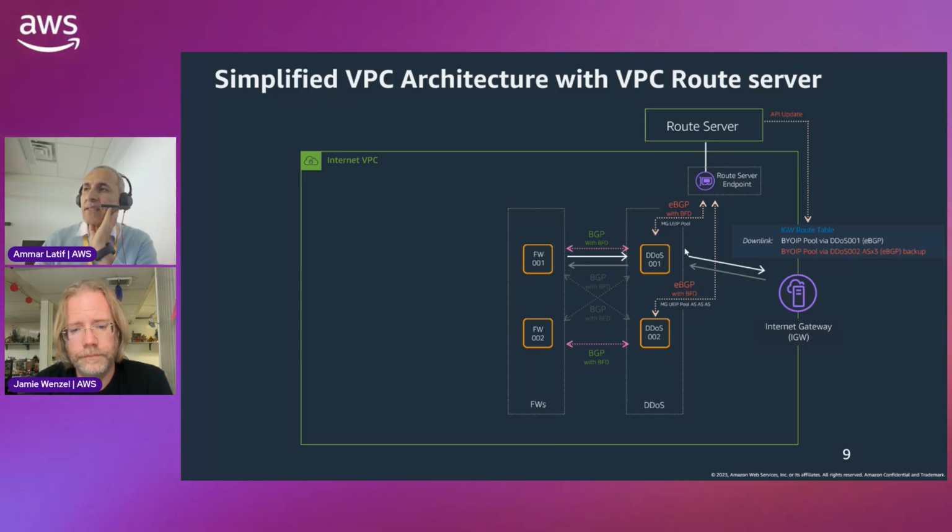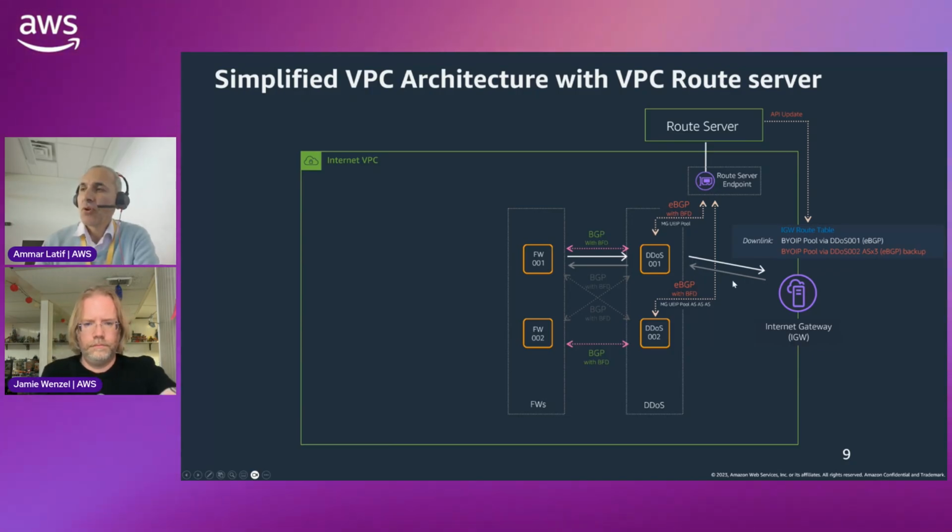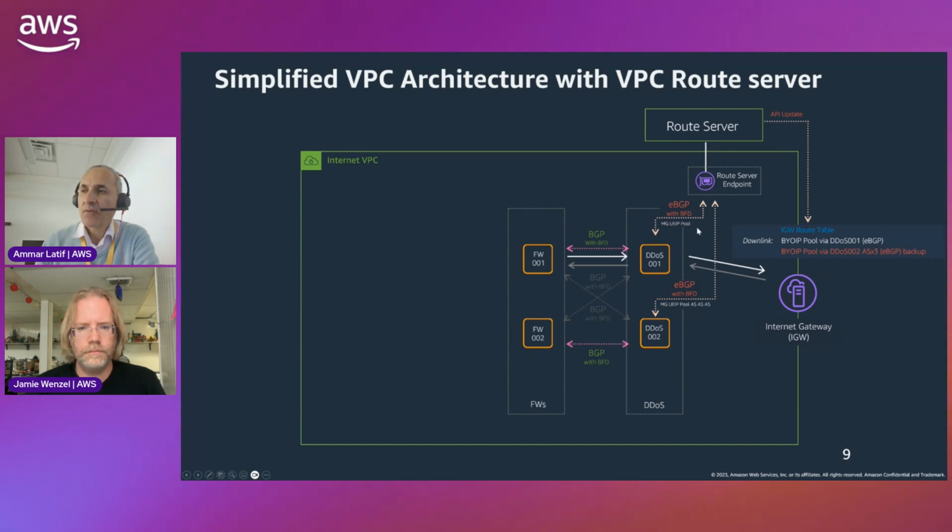In this case, we have two options. You could force traffic for elastic IPs to go through the DDoS appliance using route server. So let's say you have an instance with an elastic IP here, and you want the traffic for this elastic IP to come through the DDoS before being sent out to the instance. We could do that.